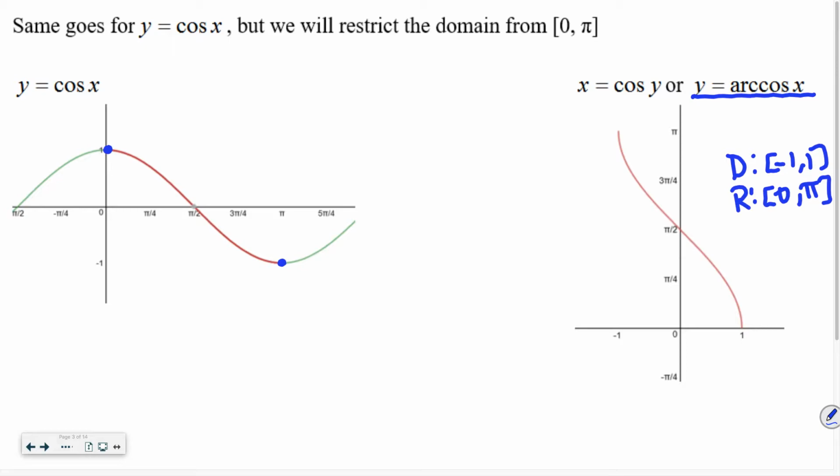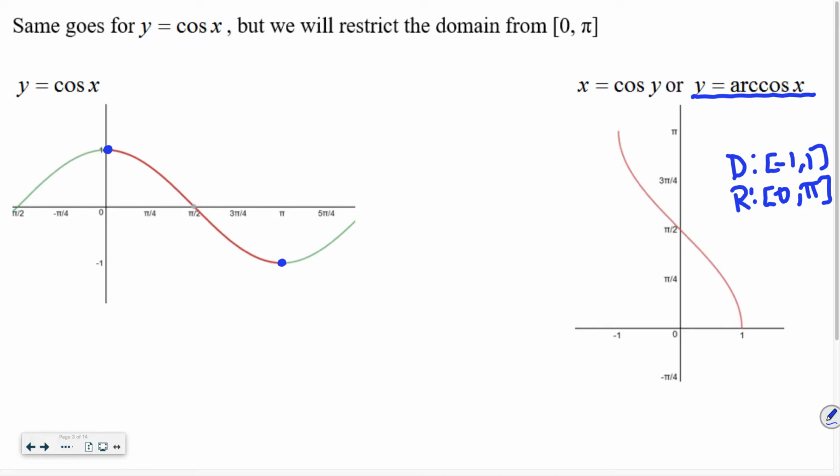The reason for that is, if you remember back to our unit circle, like for sine, quadrants 1 and 2 are both positive. But for cosine, quadrants 1 and 2, cosine's positive in the first, negative in the second. So if we stick to the first and second quadrant, 0 to pi, we have all of the positive and all of the negative values from our triangles.